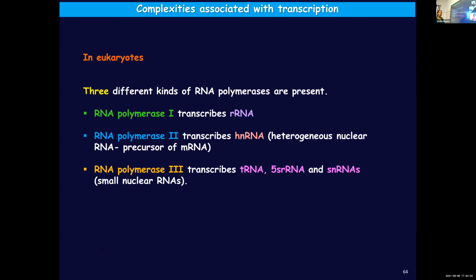Details of that you don't have to learn, but you should know which RNAs they are transcribing and what their role is. You should be thorough with the role of each of these enzymes. Okay?